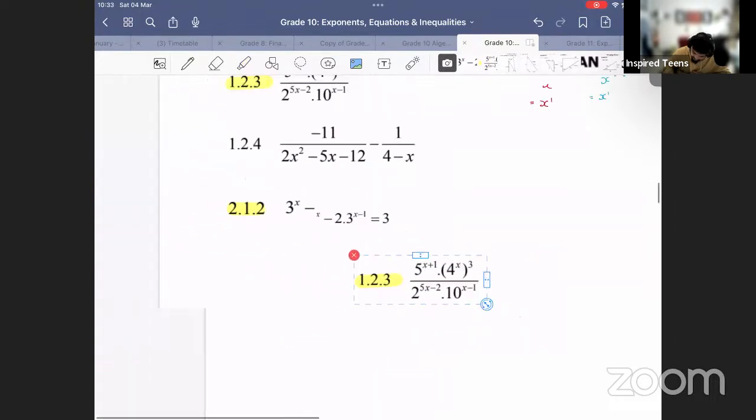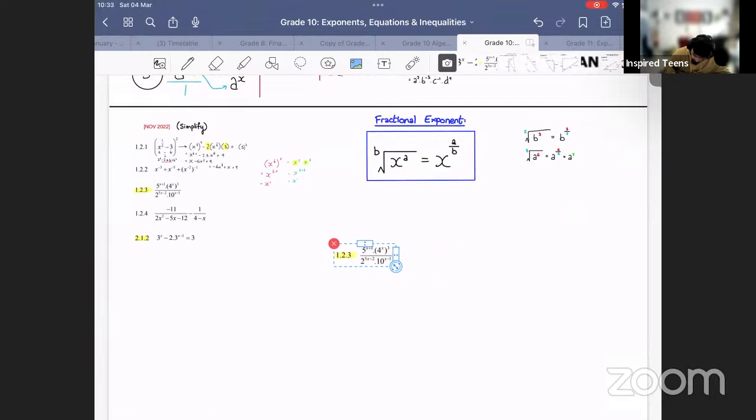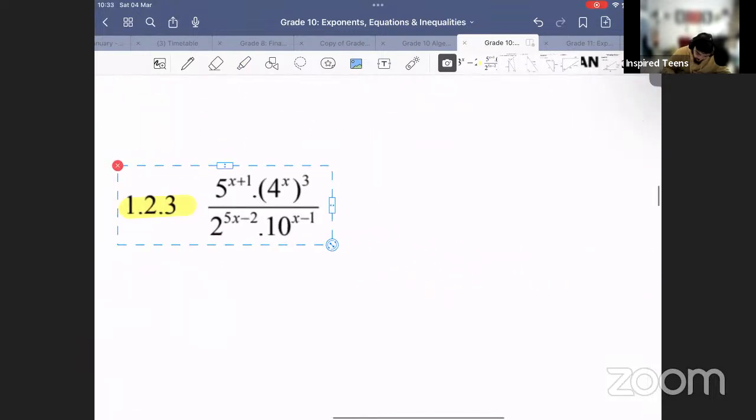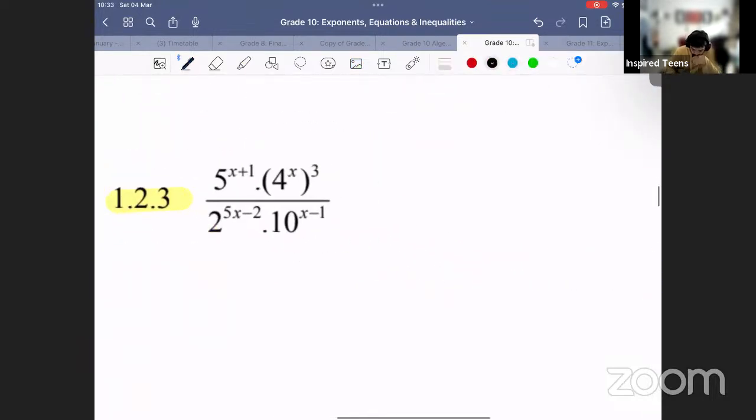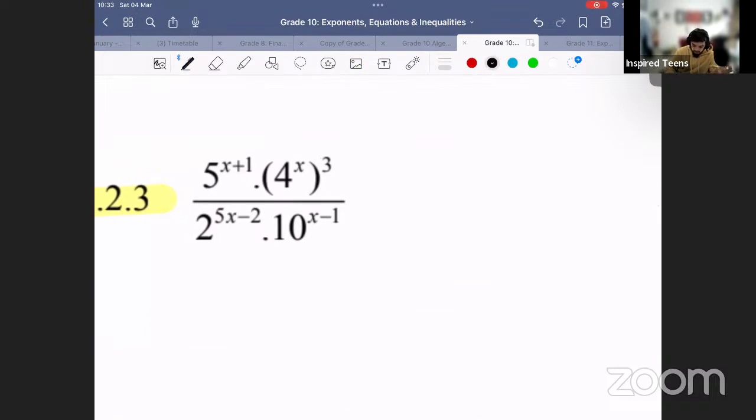Okay, let's have a look at this example. Right? So here we have a really complicated exponent. I have 5 to the x plus 1 times 4 to the x to the 3 divided by 2 to the 5x minus 2 times x to the x minus 1, 10 to the x minus 1. Very, very complicated.